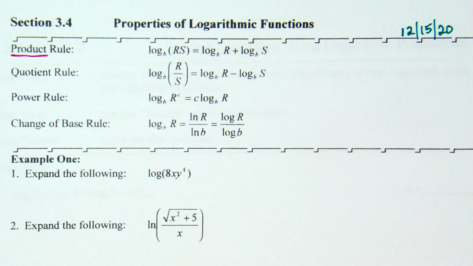And you can use it either way. Sometimes you need to pull something apart and expand it. Other times you need to put things together and condense it. That's the product rule. If that's a product rule, you can probably kind of guess how the quotient rule works.